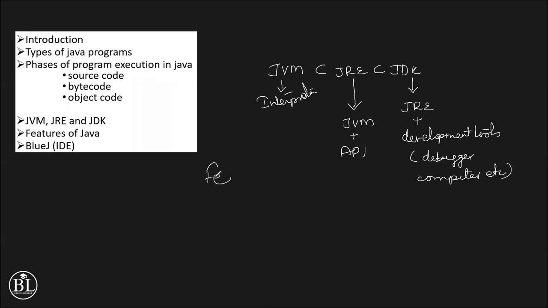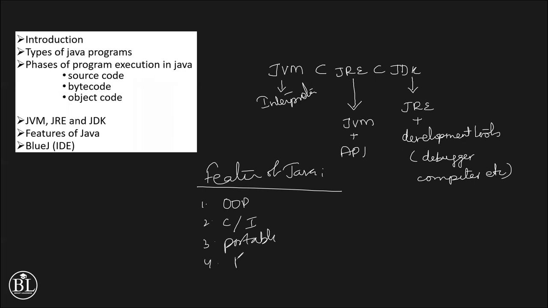And then comes the features of Java. Java has many features. The most important among them is it is object-oriented, OOP. And then it is both compiled and interpreted. Third is it is portable and platform independent. It is dynamic. It is robust, etc. There are so many features. And because of this bytecode thing, Java gets the features that it is portable and platform independent because of the intermediate code called bytecode.